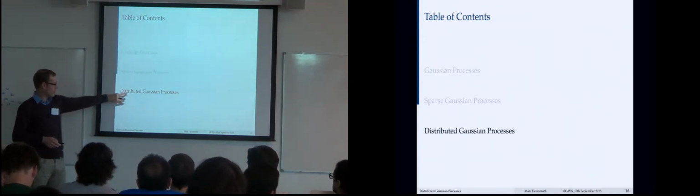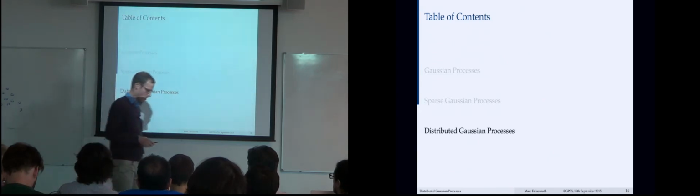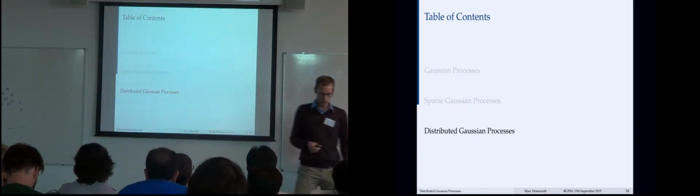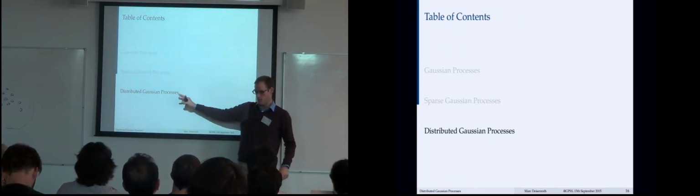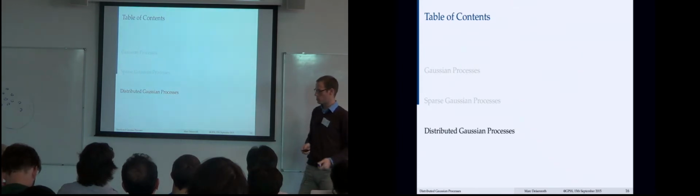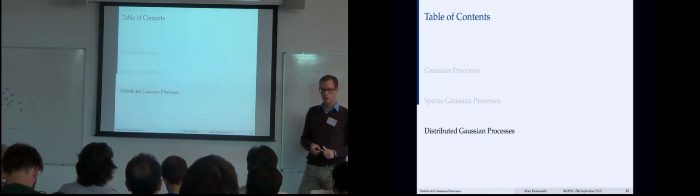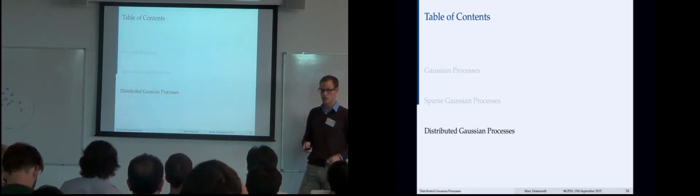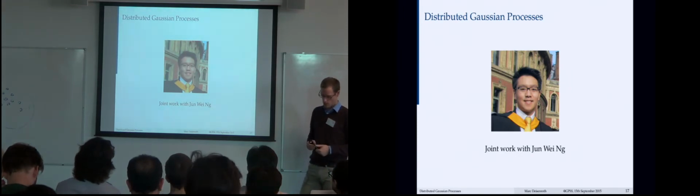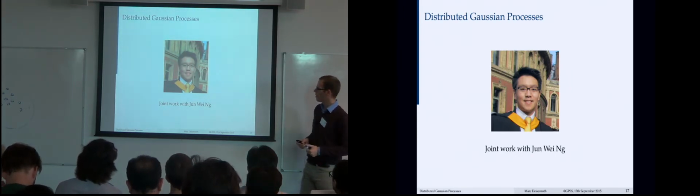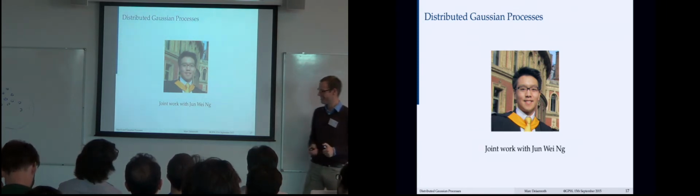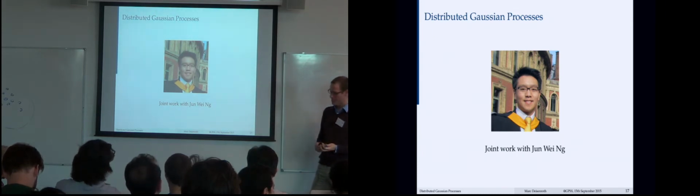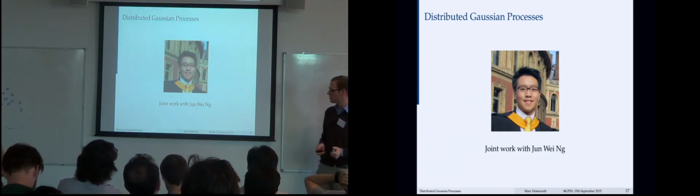So now I'm going to go into the idea of distributed Gaussian processes. As I mentioned earlier, this is not super robust or stable at the moment, but I think it's worthwhile discussing as an alternative, or orthogonal, approach to the sparse Gaussian processes. This is pretty much work by Junwei Ng. Unfortunately, he graduated and left for finance. That work is based on his master's thesis last year.